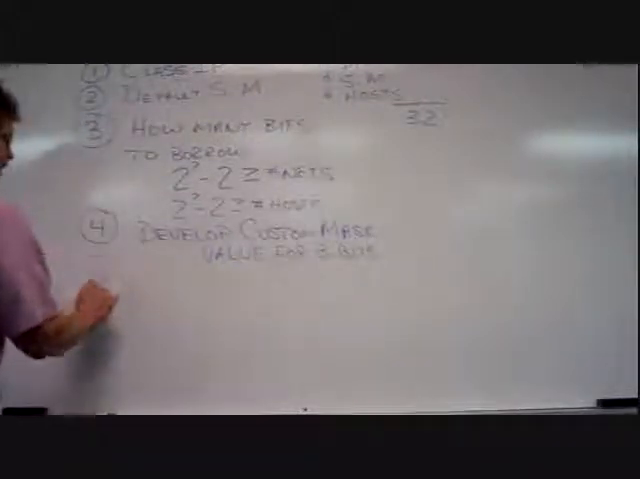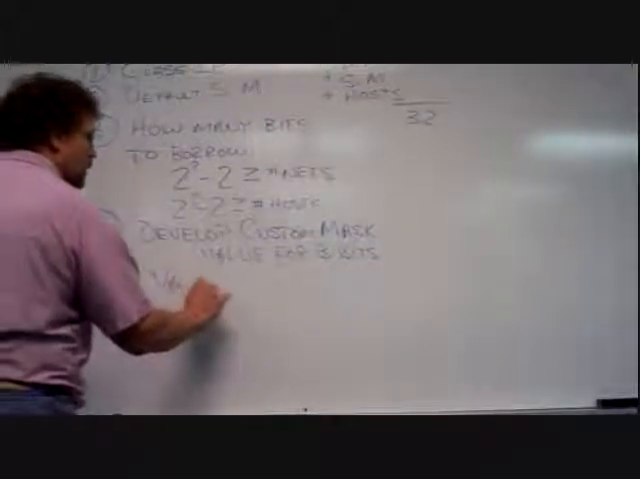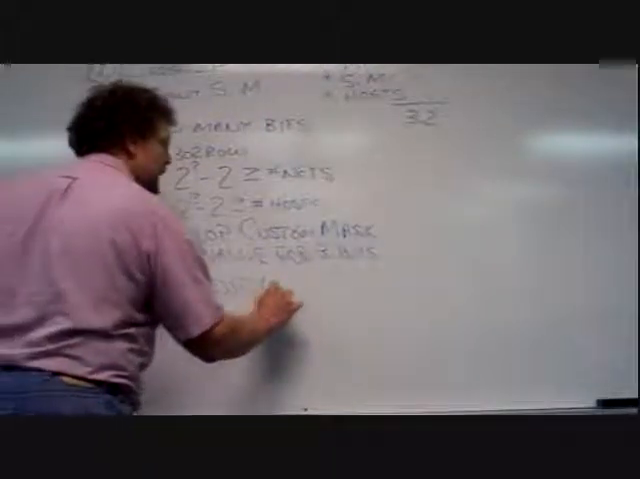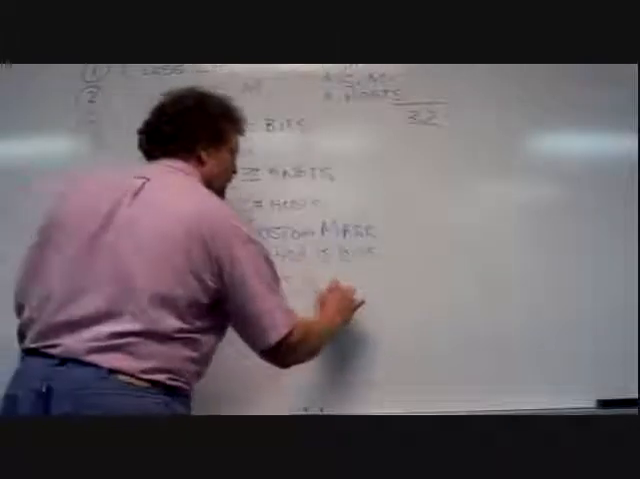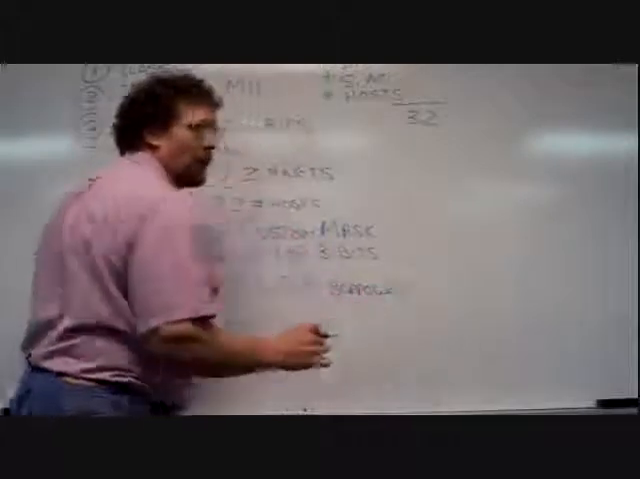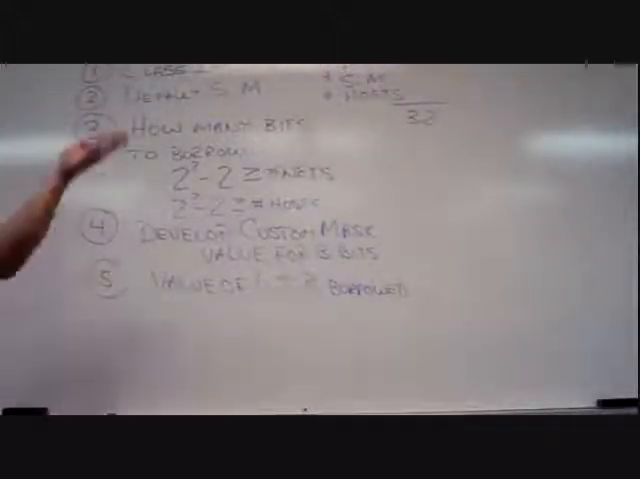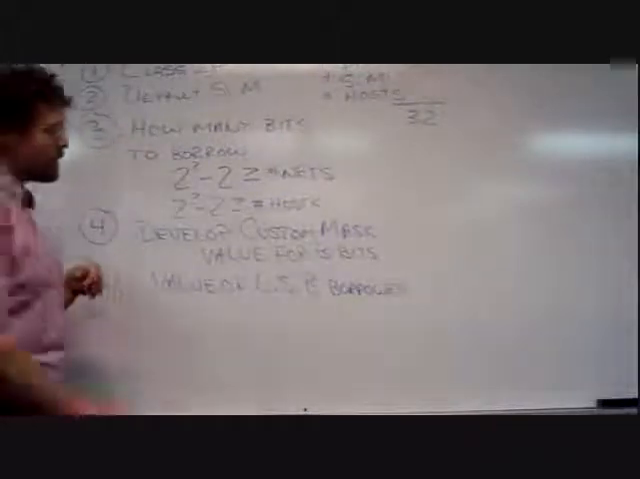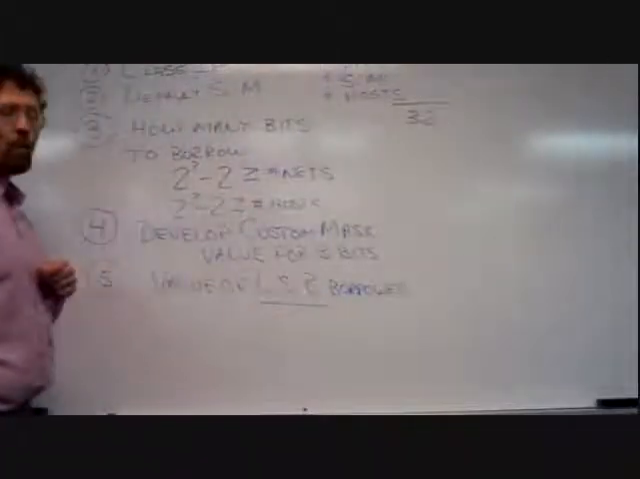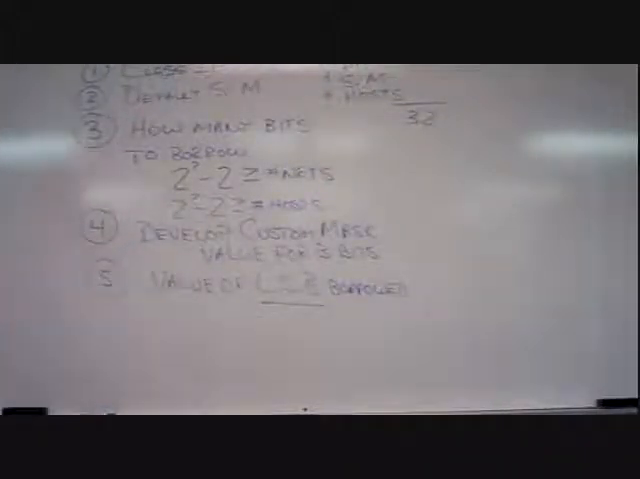Step 5. We need to look at the value of the least significant bit borrowed. This gives us our starting point for our net addresses. Now some folks are going to tell you, well, this eliminates the 0 base address. I say to folks, well, we can just go backwards.